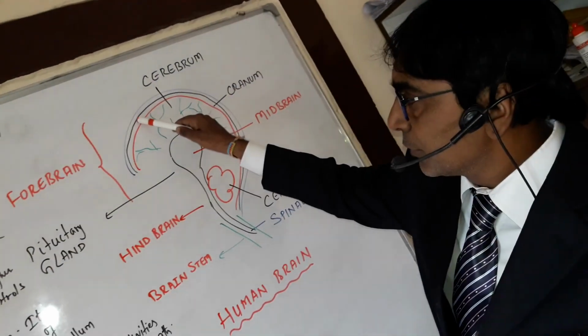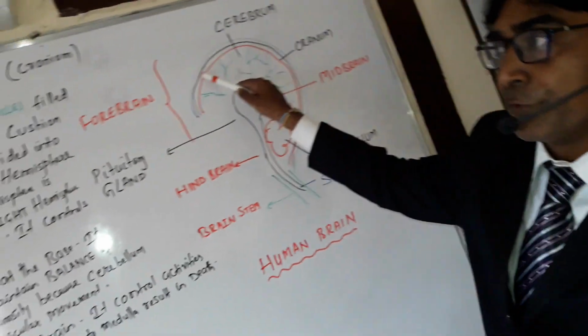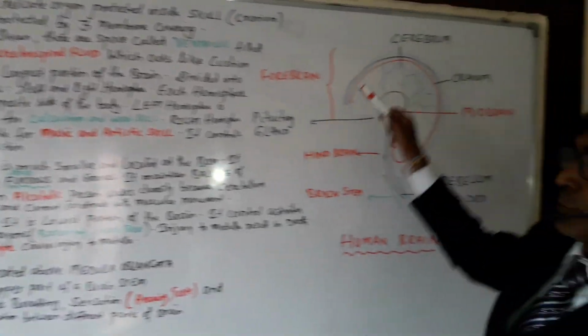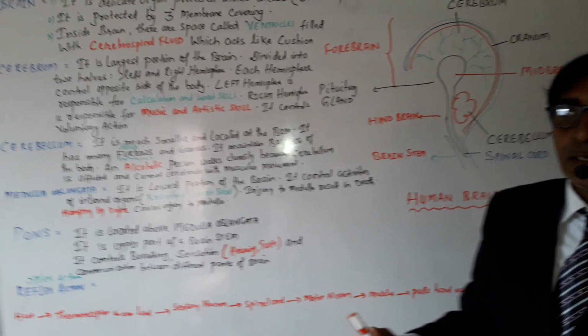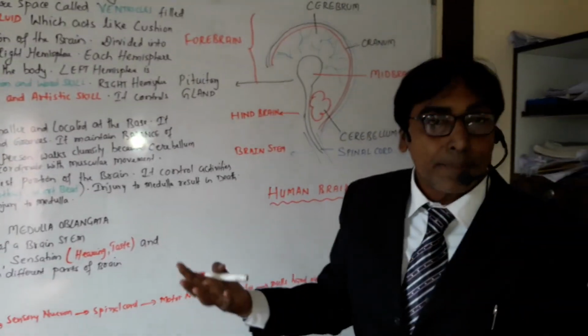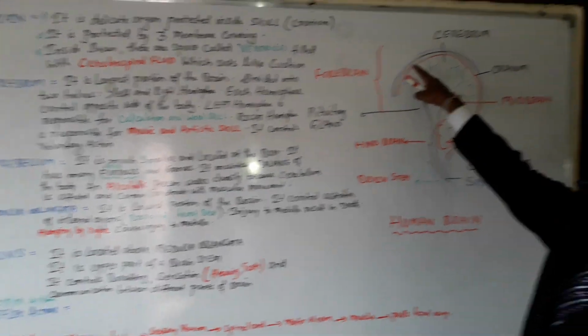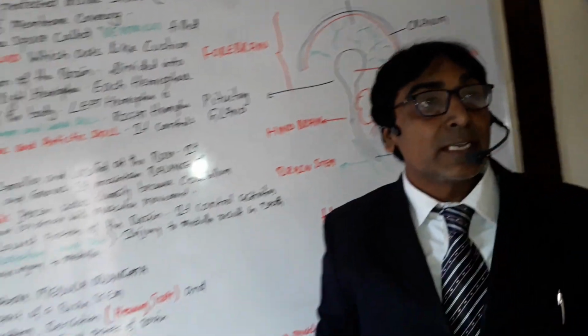In between the coverings there are spaces, and these spaces are filled with a fluid which is called cerebrospinal fluid. Now this fluid acts like a cushion. In case of an accident or any mishap, the brain can be protected easily only because of the cerebrospinal fluid. This fluid acts as a cushion.